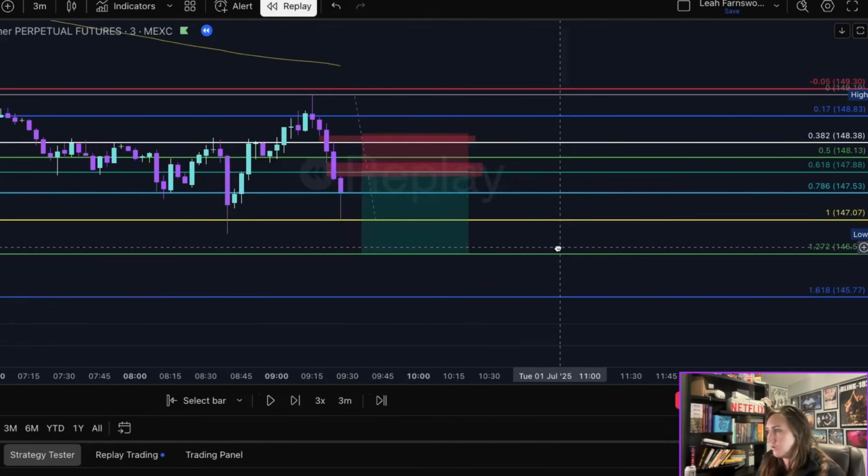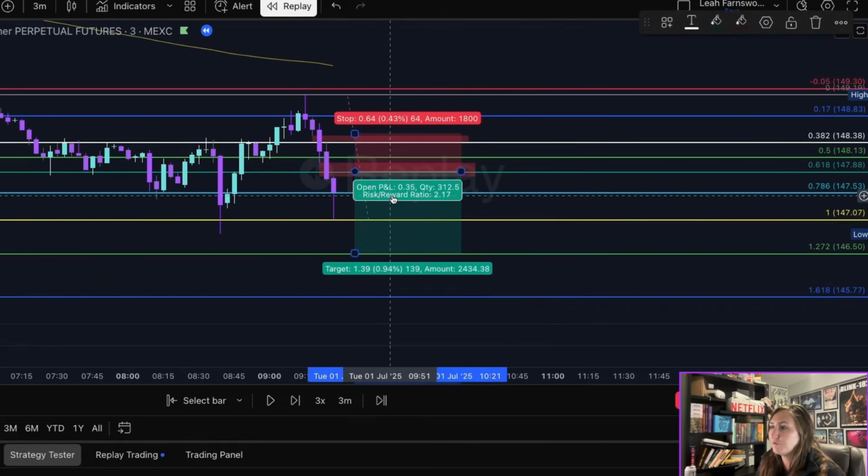Okay. So usually you're looking for those 2 risk-reward ratios. Like I said, it won't always exactly be 2. We have a 2.17 here. Last trade, we had around a 1.7 or 1.8. It's not going to be perfect to a T. It's trading, but we're usually looking for those 2s, okay?